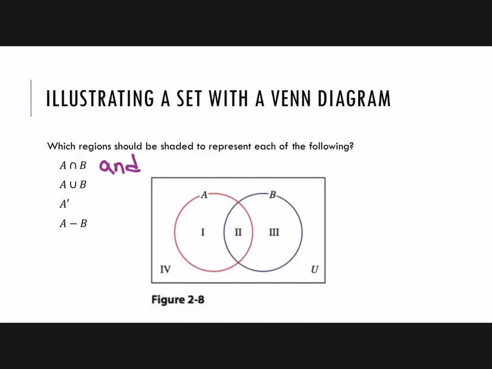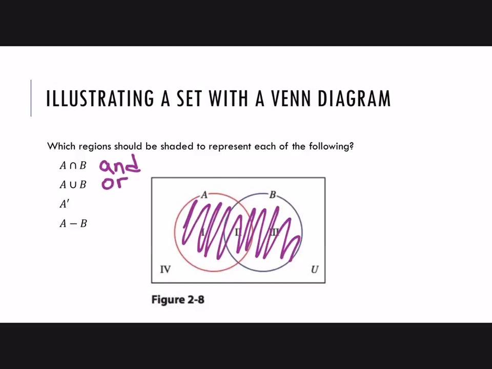All right, how about A union B? The keyword that goes with union is or. And for an element to be in A union B, it needs to either be in set A or in set B. And we also said that that's an inclusive or, so it also includes elements that are in both A and B. All right, well, that's regions 1, 2, and 3. So we would shade all 3 regions to represent A union B.